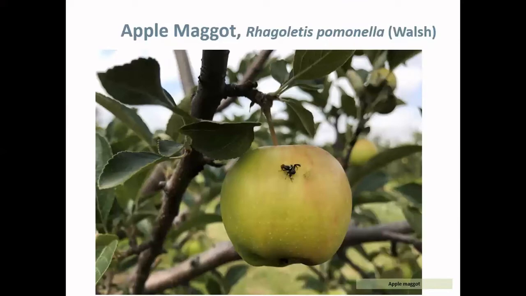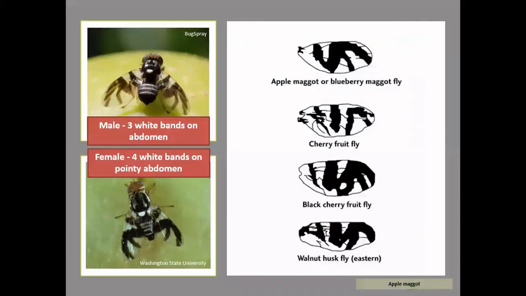Next, we're going to speak about apple maggot. So this is a fly pest in apple orchards. And it has really distinct banding that I'm just going to focus on for a moment in terms of identification. So how to identify the apple maggot from related species is the presence of the F banding on the wing. As you can see in the pictures here, it's very distinct F banding.